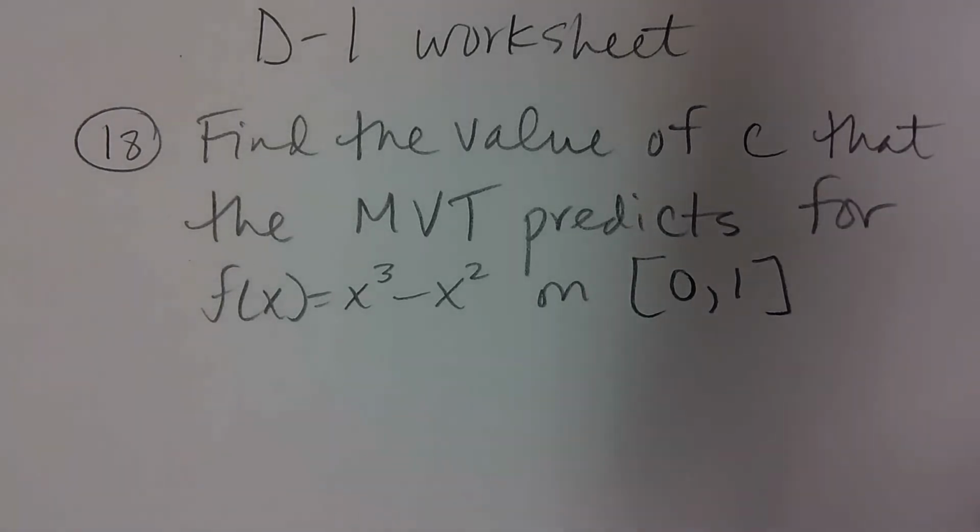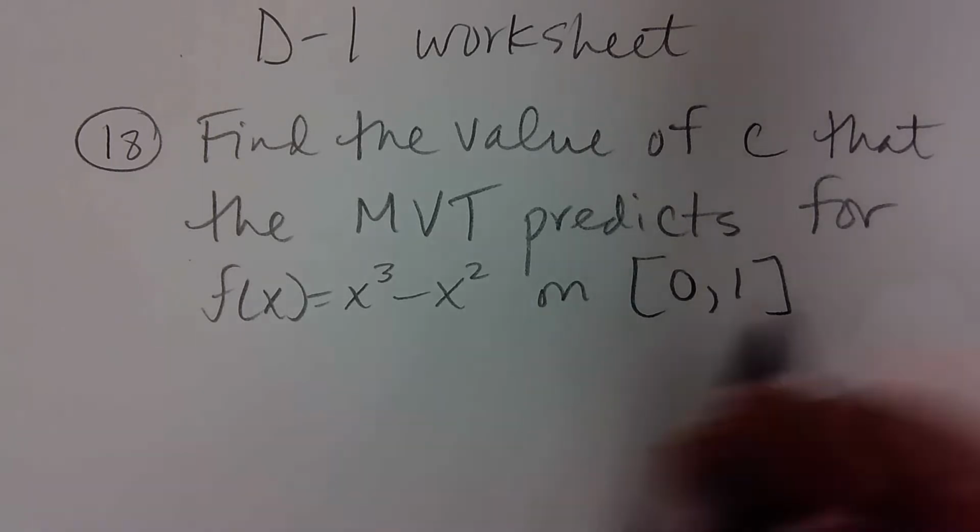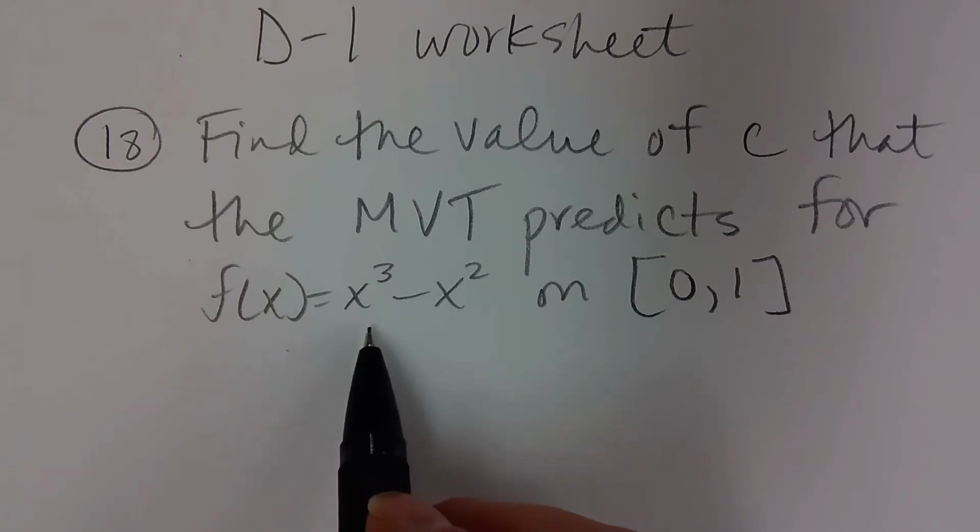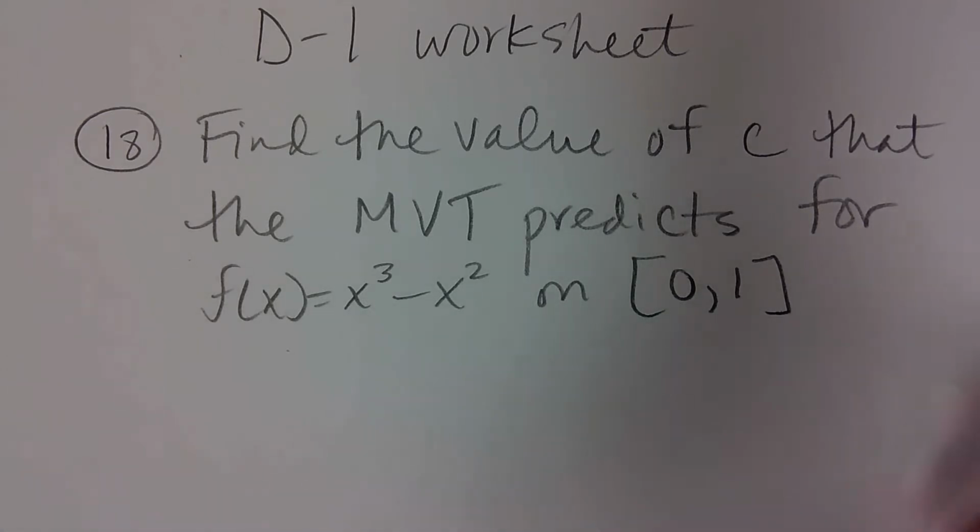So this problem is from the D-1 worksheet. Problem 18: find the value of c that the mean value theorem predicts for the function f of x equals x cubed minus x squared on the interval 0, 1.